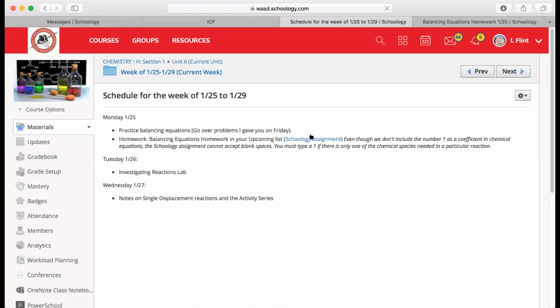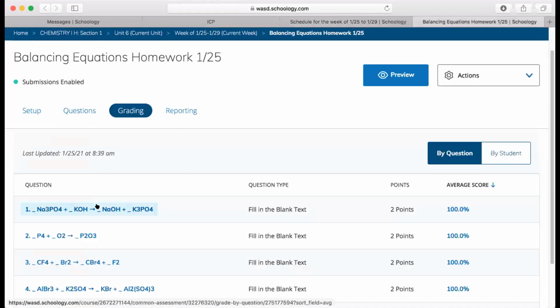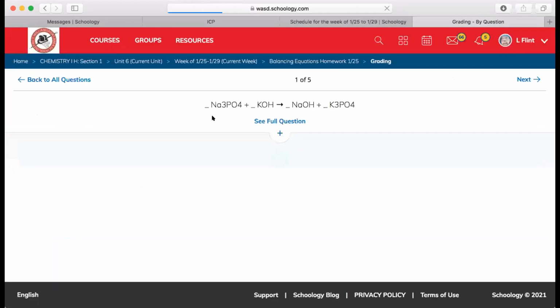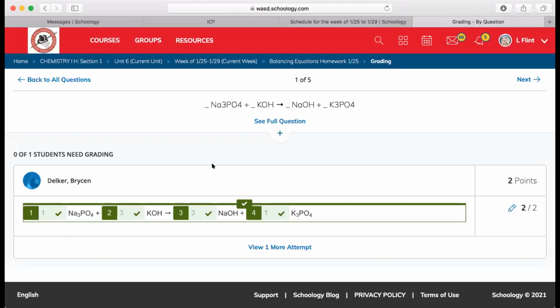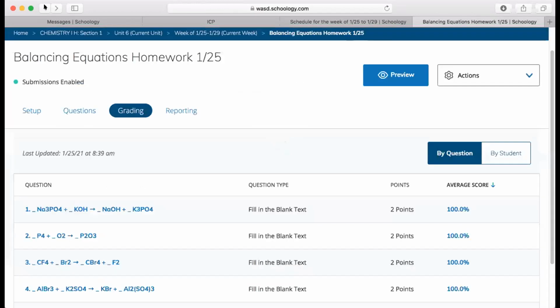I made a note here in that Schoology assignment: even though you don't normally include the number 1 as a coefficient in a chemical equation, the Schoology assignment can't accept blank spaces. If you put a blank, it doesn't do anything. So whenever you're balancing the equations in Schoology, like here, Bryson already did it. It's like Na3PO4, KOH, NaOH, K3PO4. When you're doing it, you've got to actually put a 1. If you leave a blank, it will just say you get nothing. You know what I mean? So don't normally put a 1.